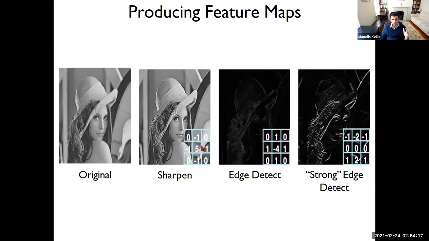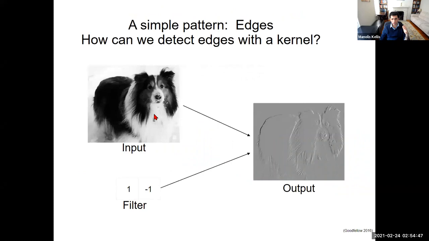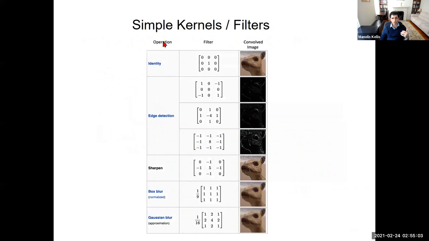If you look at Photoshop, for example, you can select different filters inside Photoshop, and you can select a sharpen or an edge detect or a strong edge detect. And basically these features have been hard coded for decades inside Adobe Photoshop, and people have selected hard-coded features that have been used over and over again. So if you have an input image, even the simplest filter of 1 minus 1 will result in an output that will immediately detect the edges of your image. And there's many, many such filters or kernels.